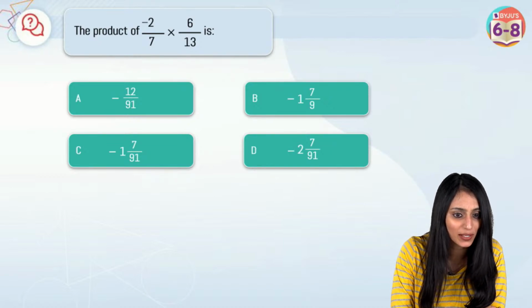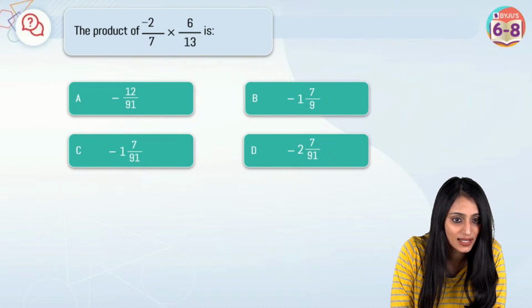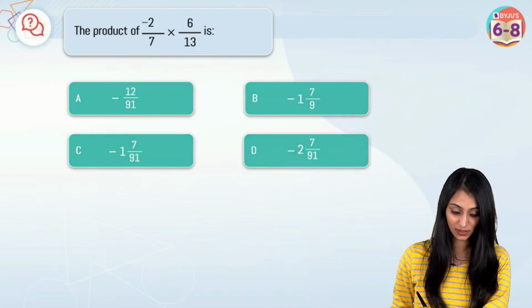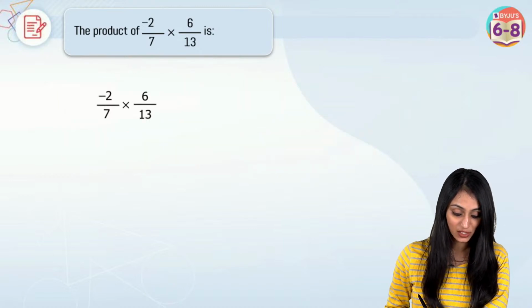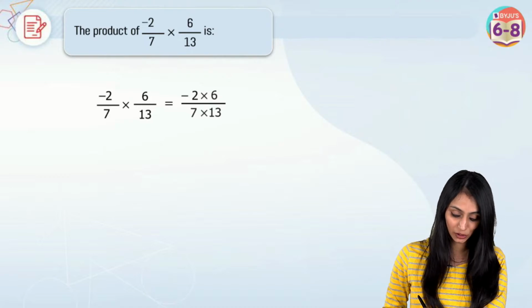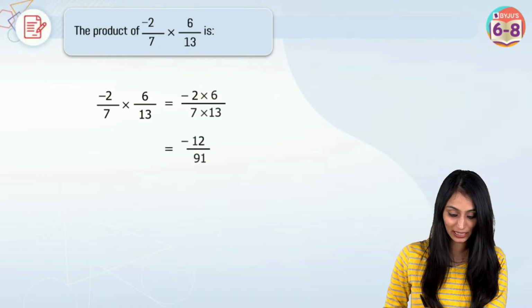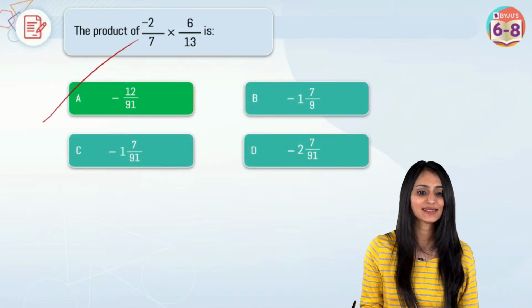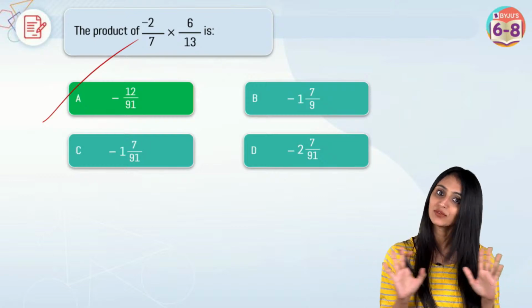This is a very simple one. Grisha says it's A. So Grisha is the first one to answer this. Amisha says it's A. Okay, let's check the solution first. Minus 2 by 7 into 6 by 13. Simply we will multiply the numerator with numerator, denominator with denominator, minus 12 by 91, which is option E here. Absolutely. Simple one. Yes? So we all have understood. No doubt still here.